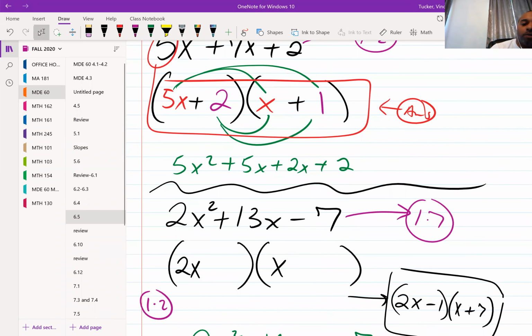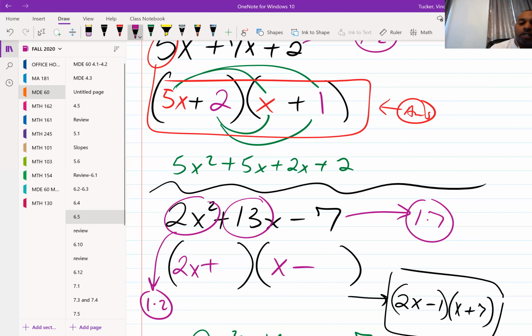All right, so here we have 2x squared plus 13x minus 7. Minus sign in the back, that means our signs should be different. So now we have our factors of 2 that we have to consider. So that's 1 times 2, so 1x and 2x. Then looking at our factors of 7, it's just 1 times 7. So once again, it's all about putting them in the right spot.